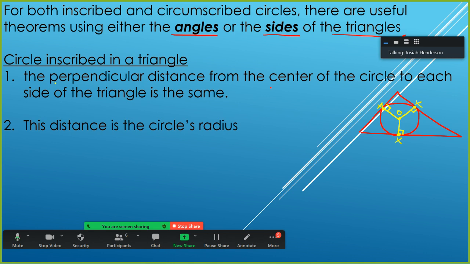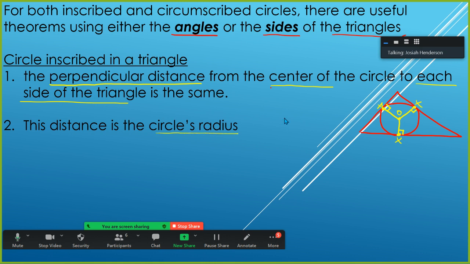So it's what is the same thing on this circle? It's the perpendicular distance from the center to each side of the triangle. Okay. This might seem kind of obvious about it being the radius, but I wanted to point it out. All right. So make sure to have this copied down. The perpendicular distance from the center to each side of the triangle is the same because it is the circle's radius.